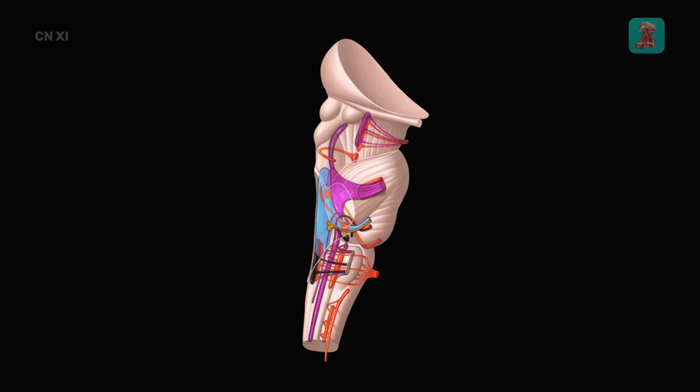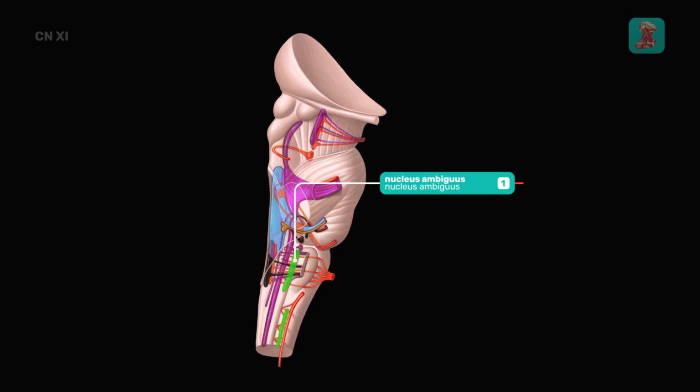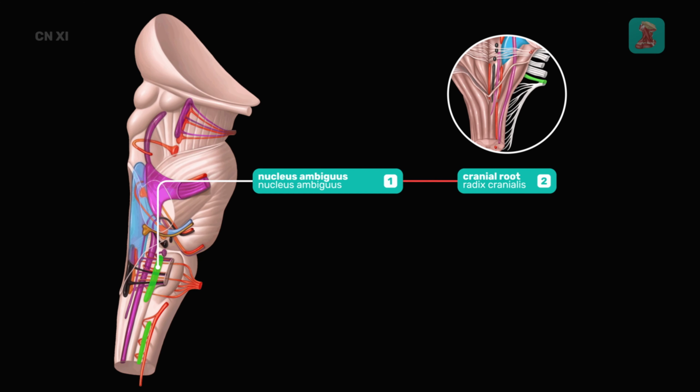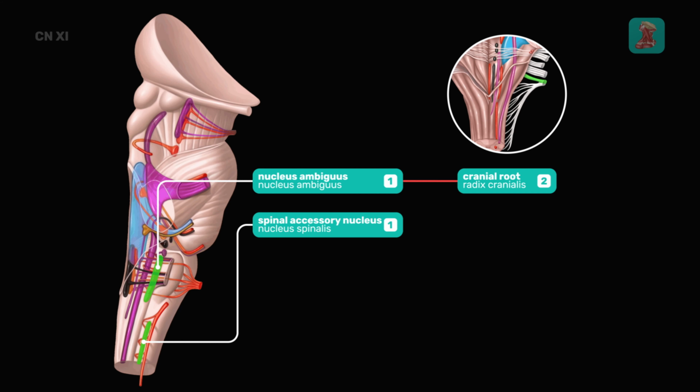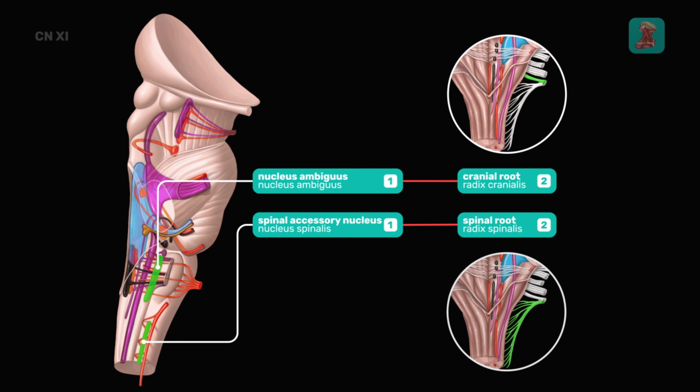The fibers of the accessory nerve arise from two nuclei and form two divisions. The cranial division arises from the nucleus ambiguus, which is located in the dorsal part of the medulla oblongata. The axons of these neurons exit the brain along the posterior border of the olive and form the cranial root of the accessory nerve. The spinal division arises from the spinal accessory nucleus, which is located in the cervical spinal cord, specifically in the posterolateral aspect of the anterior horn. The axons of these neurons form the spinal root of the accessory nerve.